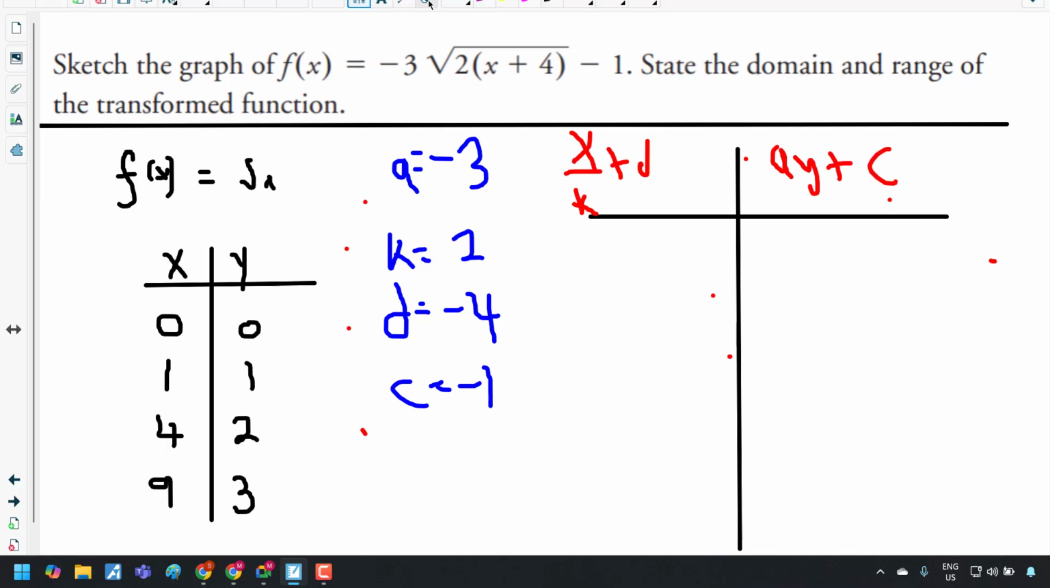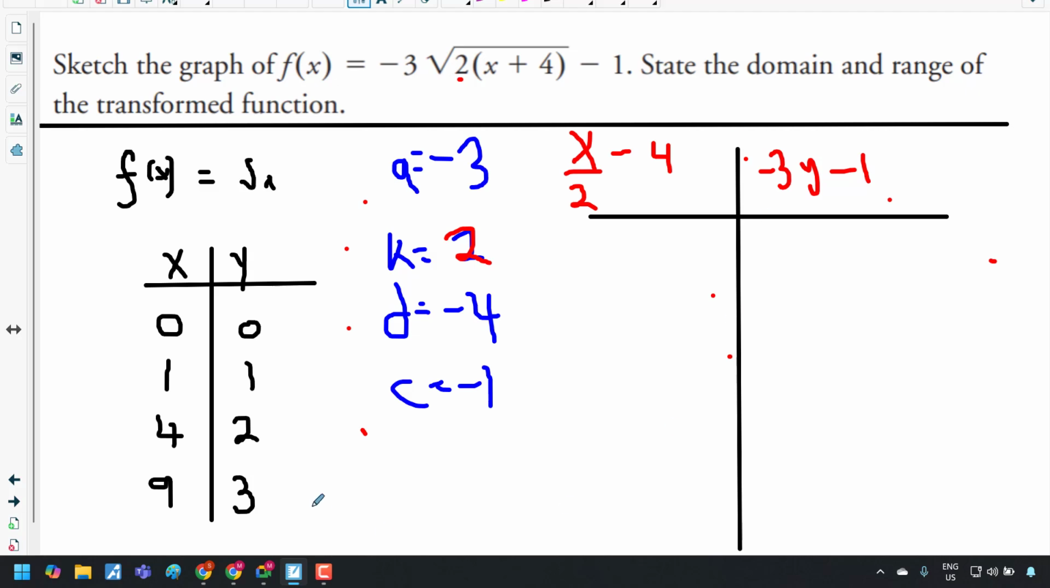Now, in my example, what's my k value? Sorry, that's supposed to be a 2. So yeah, apologies. So k value is 2. What's my d value? -4. What's my a value? And what's my c value? -1. So my equation now is x over 2 minus 4 and -3y minus 1.